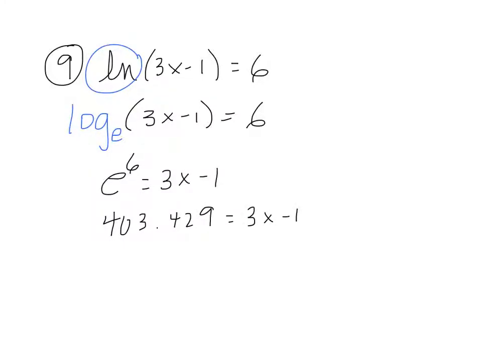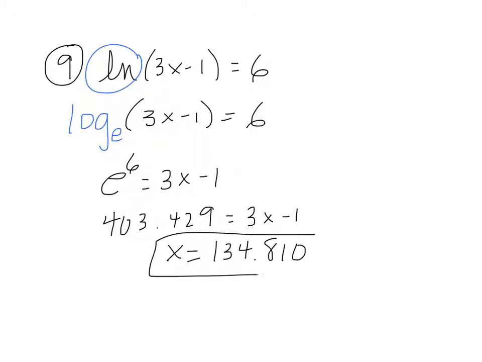So then I add 1 to it, and I divide by 3. So you get x is equal to 134.8. It's 0.95, so I'm going to round up to 10. And I'm going to put that 0 to indicate that I did round to 3 decimal places. Okay. You might also have something that has e raised to a power.